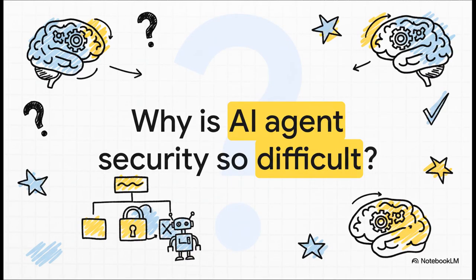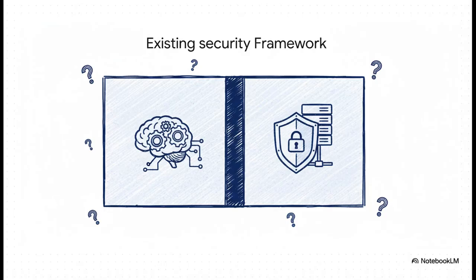First, agents have non-deterministic execution flows. Second, LLMs themselves cannot programmatically distinguish between data and instructions. And existing frameworks don't seem to fully address these combined risks. What are their specific limitations?